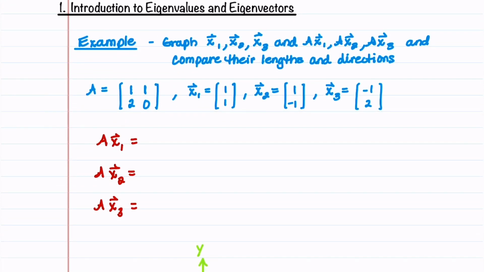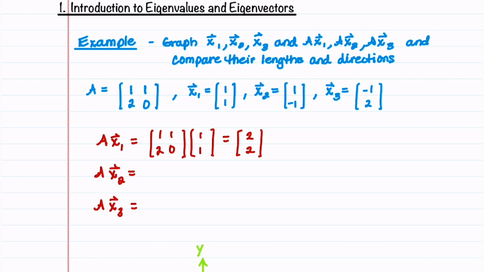We'll first look at an example where we're given a matrix A and 3 vectors. We're going to compare the length and direction of each vector to the length and direction of our matrix times each vector. Let's start with A times x1. It's equal to [1, 2; 1, 0] times [1, 1], and that gives us [2, 2].